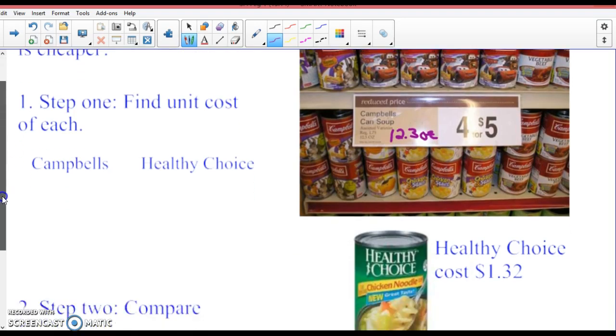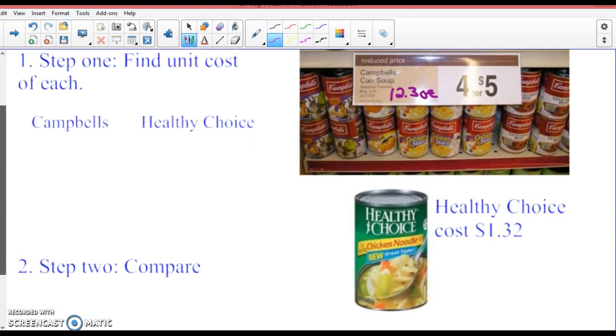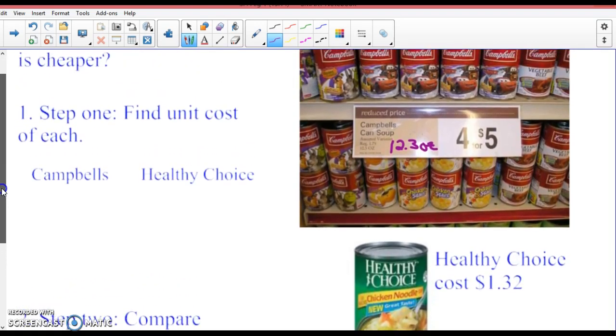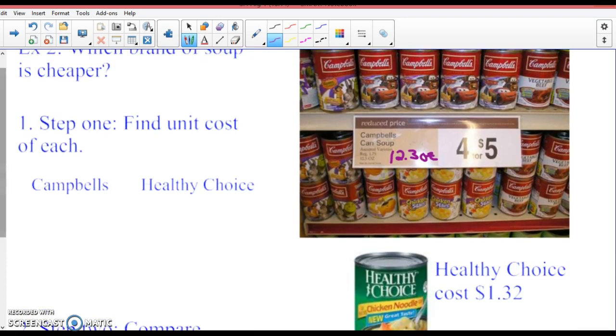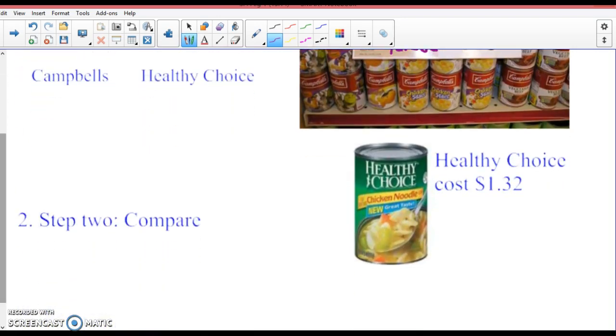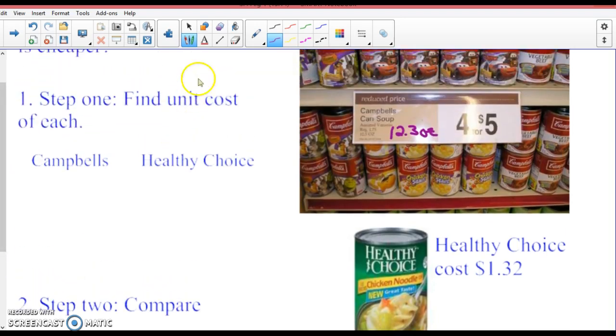And we're just doing the cost per can, because that Healthy Choice doesn't have ounces on it either. Not that I can read. So we're going to do cost per can, which isn't a true unit analysis, because what if one can has 12 ounces and the other one has 15 ounces? It would be best to do cost per ounce, but we don't have the information that we need for that. So for the Campbell's, it's 4 cans for $5.